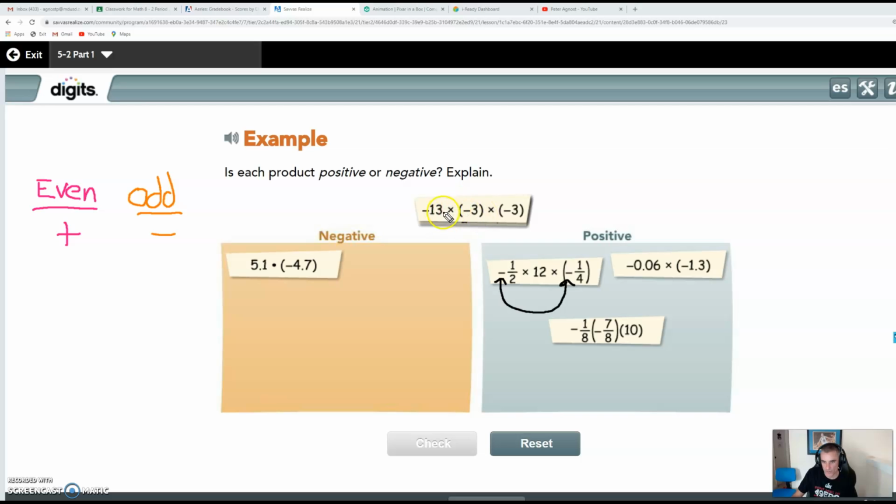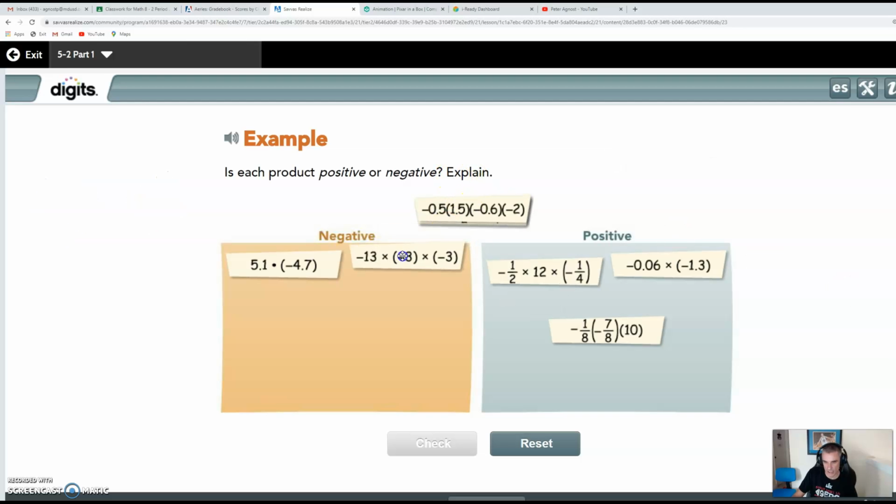When I multiply these first two numbers together, negative 13 times negative 3, those two negatives are going to pair up and make a positive. So negative 13 times negative 3 is going to be some positive number. And then I still have to multiply it by this other negative that got left out, that doesn't have a partner. So I end up with a positive times a negative, and we know that that is negative. So again, odd number of negative signs, and we get a negative number.